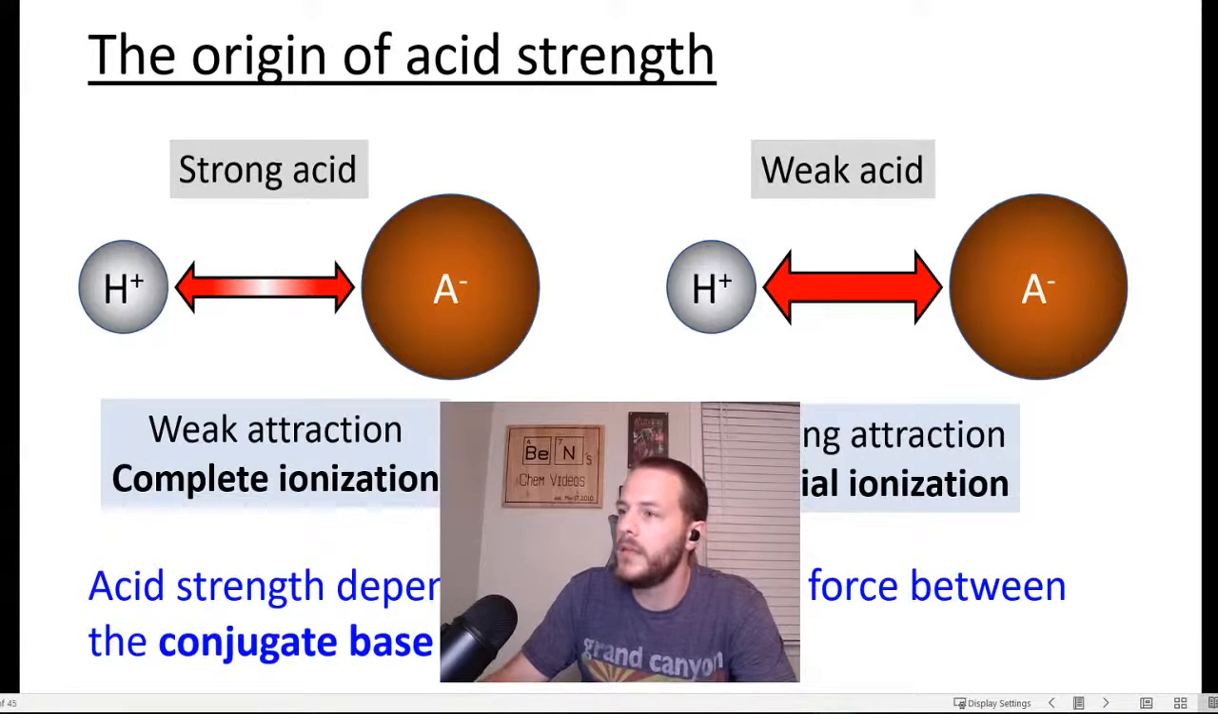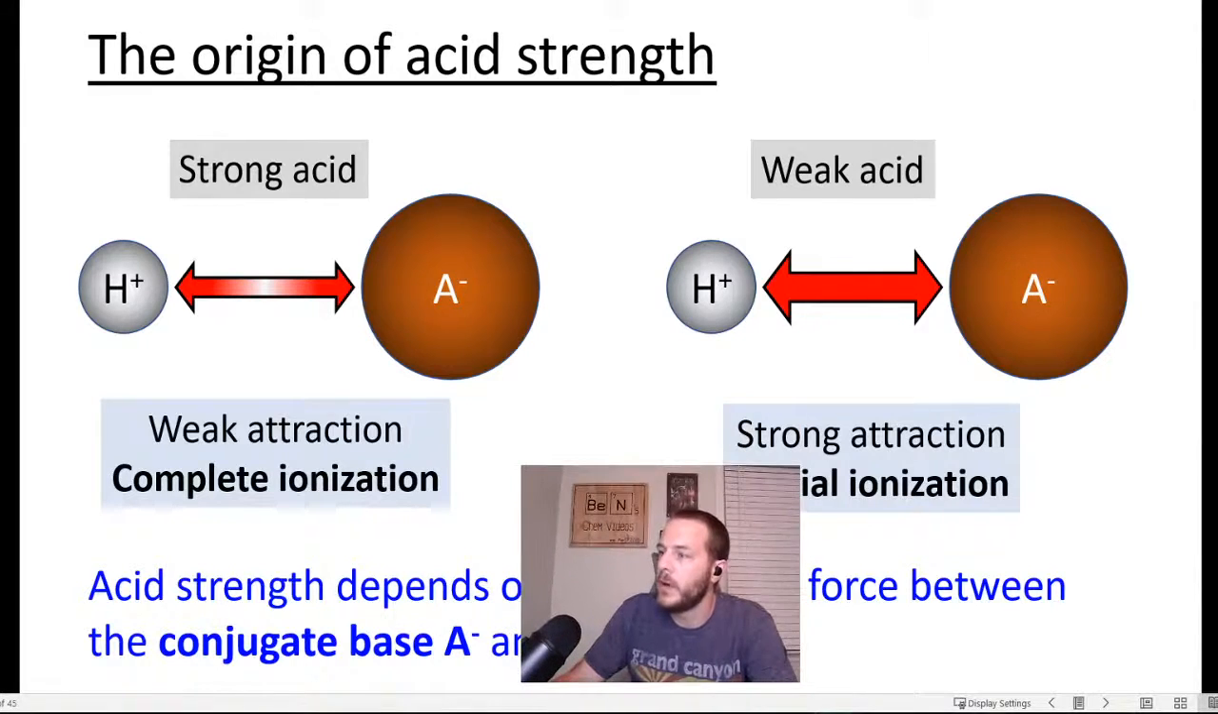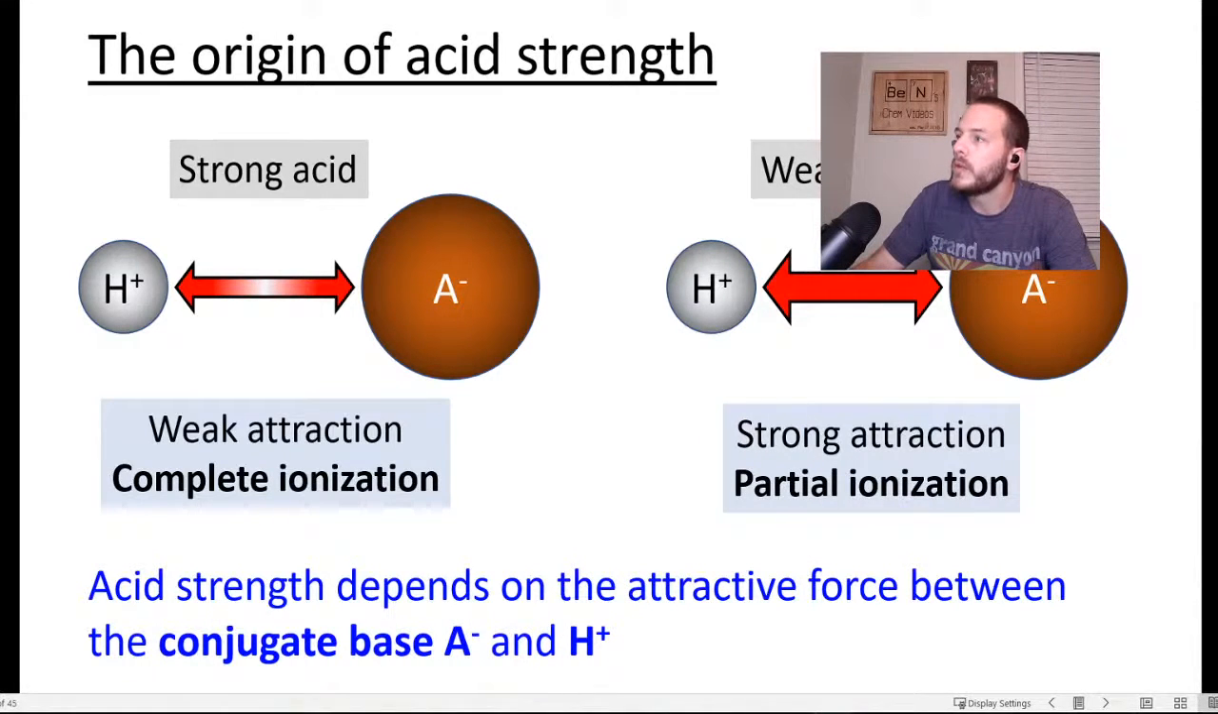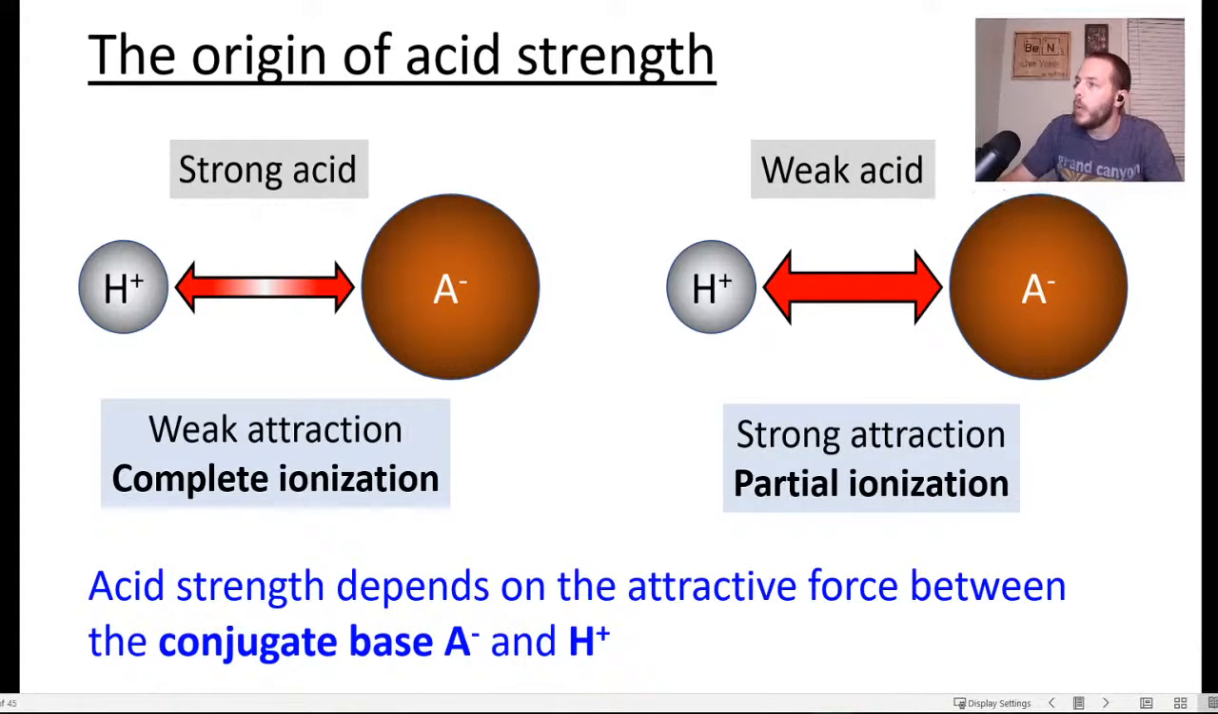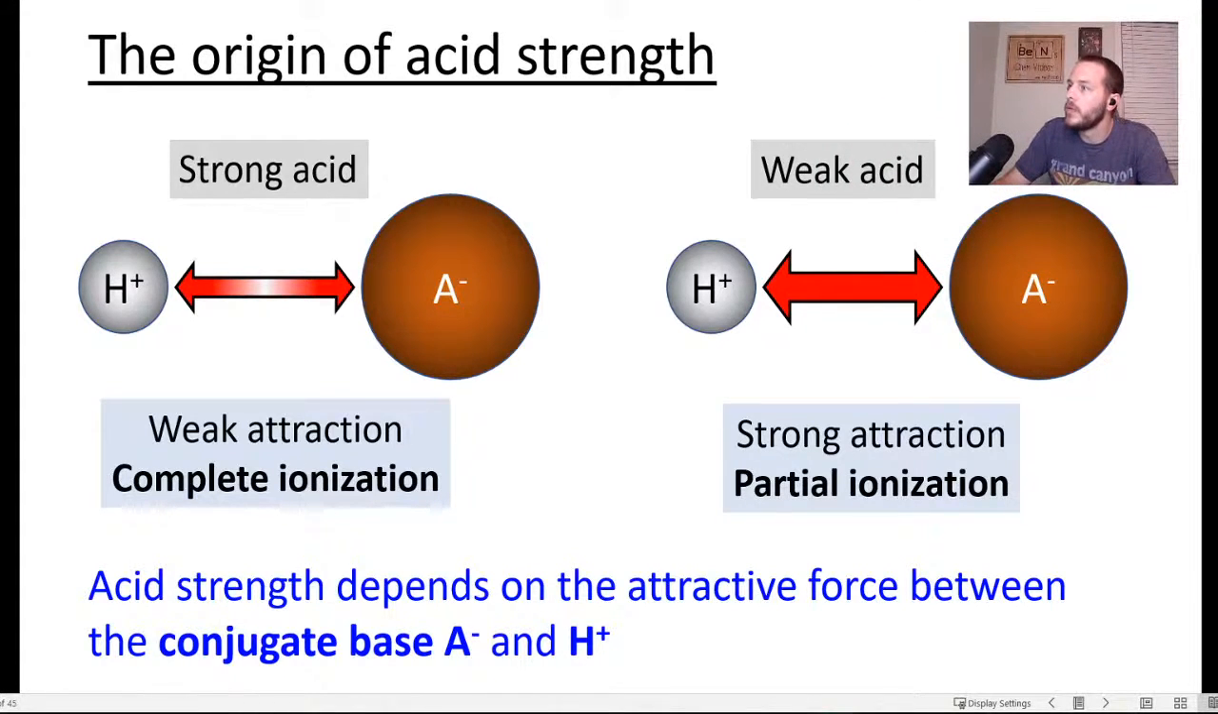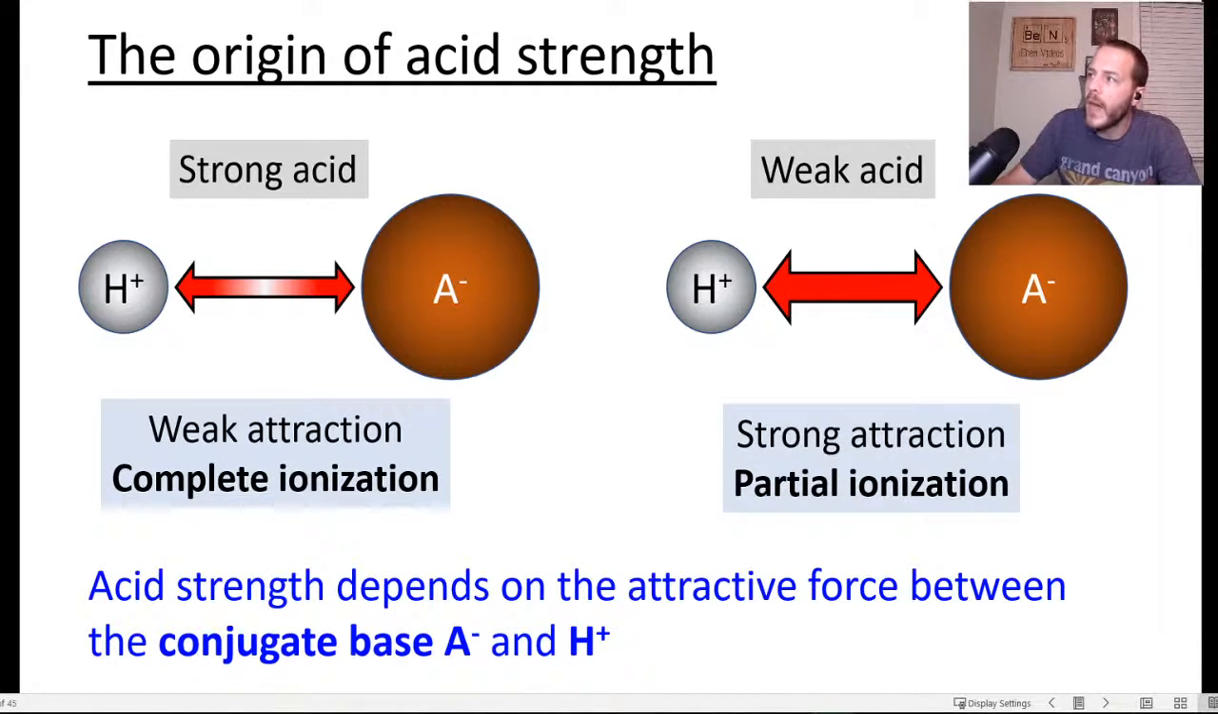So we talked about the category of strong and weak acids. We talked about what they mean. We looked at a few common examples of strong and weak acids. But let's talk about why some acids are strong and some acids are weak. In other words, what is the origin of acid strength?